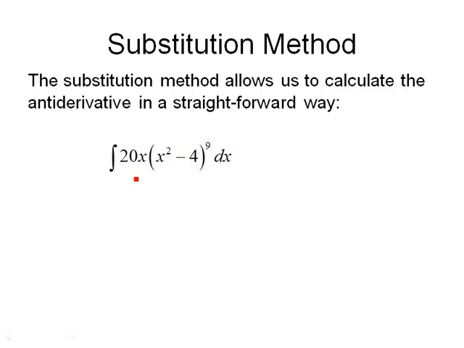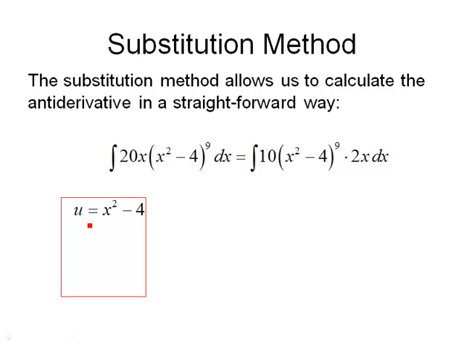Here's the problem that I'm going to work out. So the antiderivative of 20x times the quantity x squared minus 4 raised to the ninth power dx. And the way you start this is we're going to go ahead and break apart this integrand here and write it as 10 times the quantity x squared minus 4 to the ninth times 2x dx. By writing it this way, you're going to kind of see the reverse of our chain rule show up.